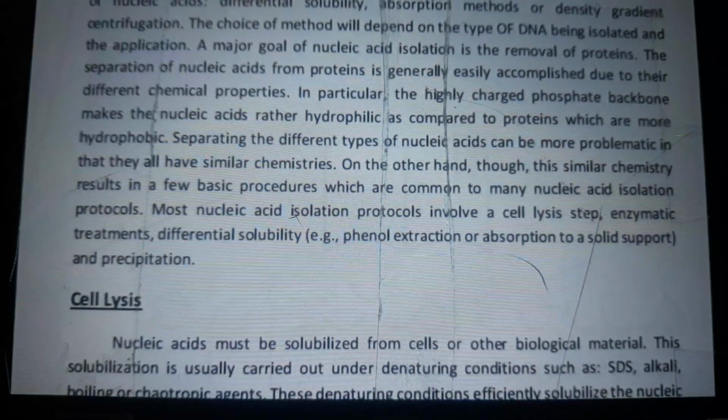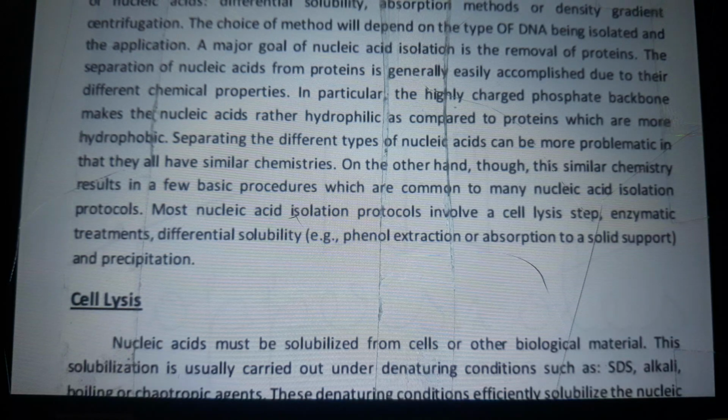Three major types of techniques or combinations of them are employed in the isolation of nucleic acids: differential solubility, absorption methods, or density gradient centrifugation. The choice of method would depend on the type of DNA being isolated and the application. A major goal of nucleic acid isolation is the removal of proteins. The separation of nucleic acids from proteins is generally easily accomplished due to their different chemical properties.